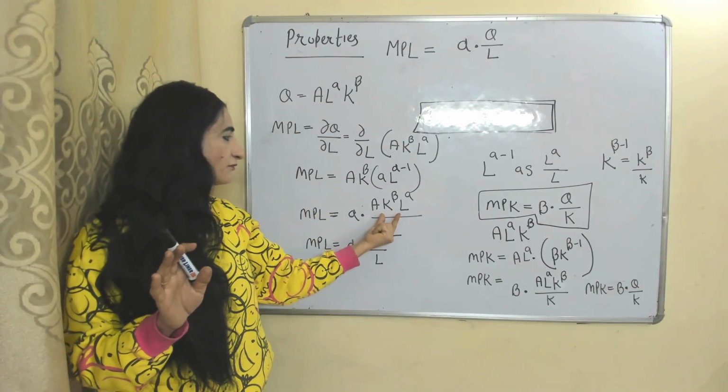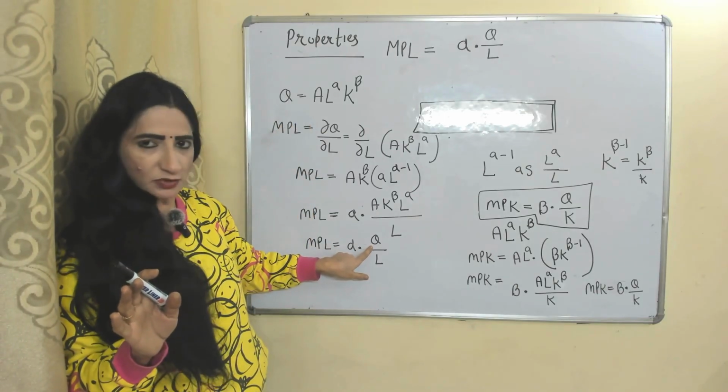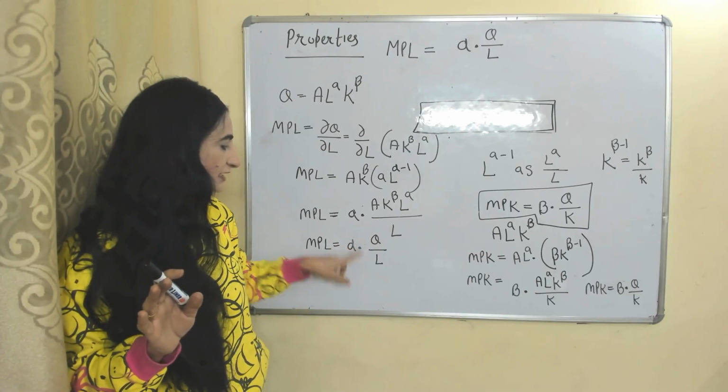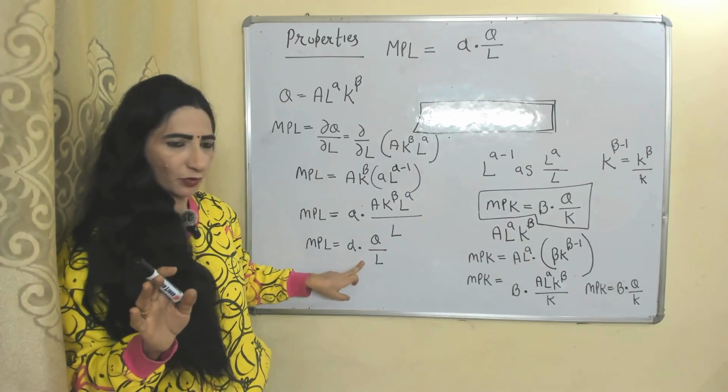So in place of this production function, we can write Q. So we placed Q here. It will become equal to alpha into Q over L. So we can say the marginal product of labor is equal to alpha into Q over L.